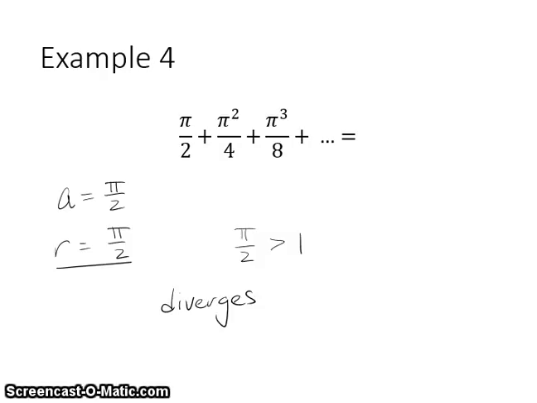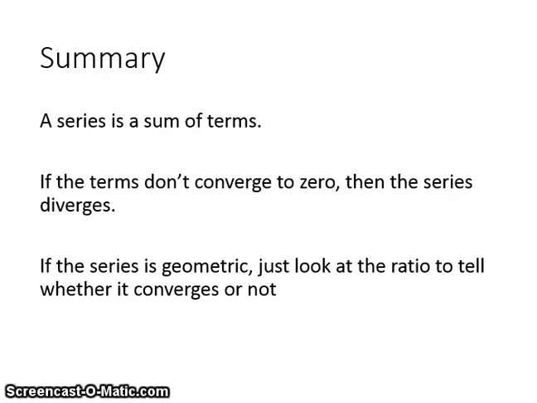So here's a summary. A series is a sum of a bunch of terms. If the terms don't converge to 0, then there's no way for your series to converge. Your series diverges. And if your series is geometric, you're going to look at the ratio to tell whether it converges or not. If the absolute value of the ratio is less than 1, then you know that your series converges to a divided by 1 minus r. All right, so that's a summary of 9.1a.